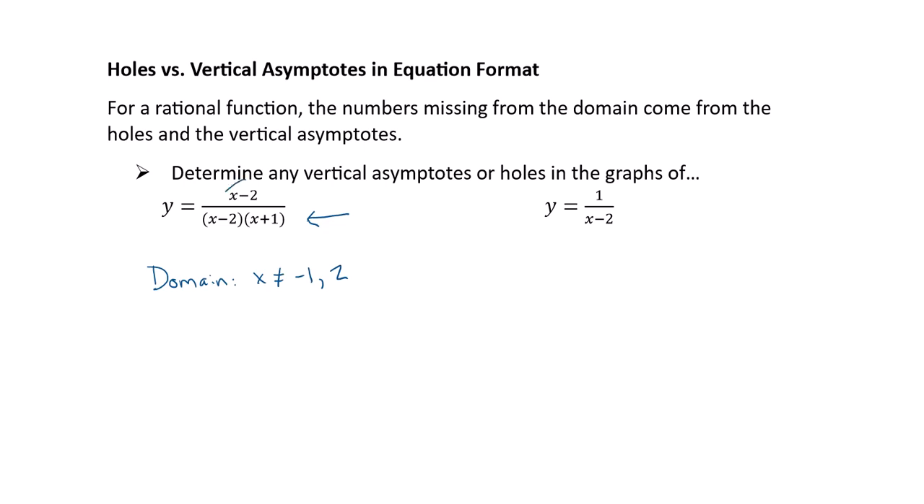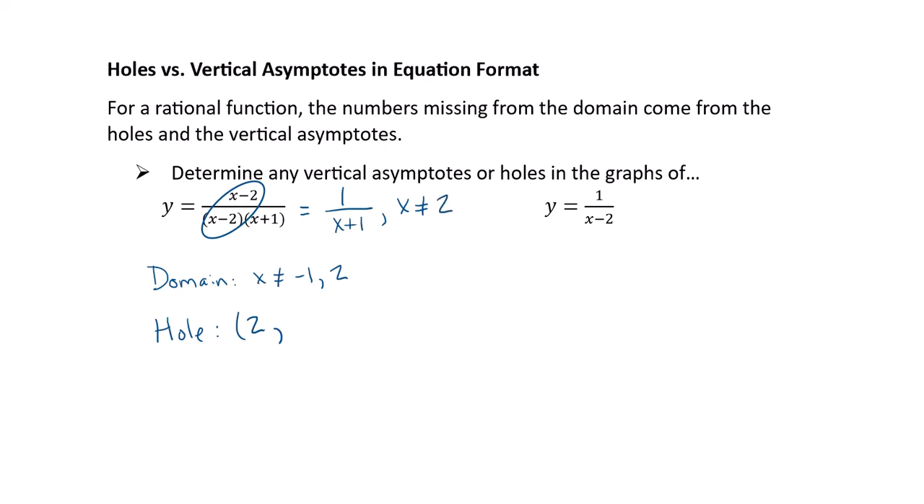Now, the number 2 is removable. This means that we have a hole here. There is a hole when x is 2. This is equivalent to 1 over x plus 1 with the added condition that x cannot equal 2.